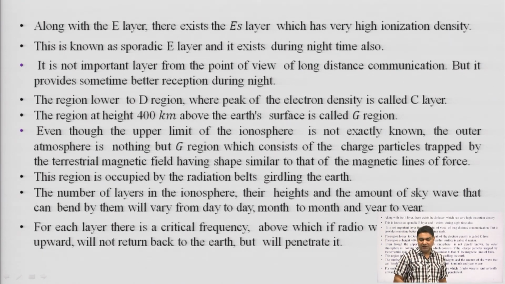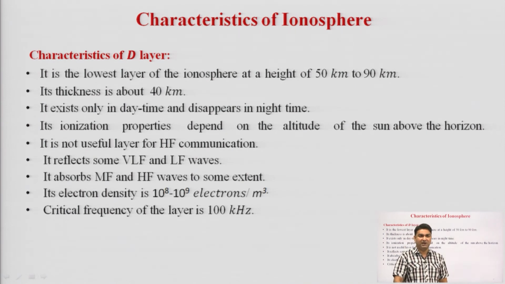Along with the E layer there exists the ES layer, and I have already told about the different layers of the ionospheric region. The different characteristics and the different properties of these layers are summarized here like this.